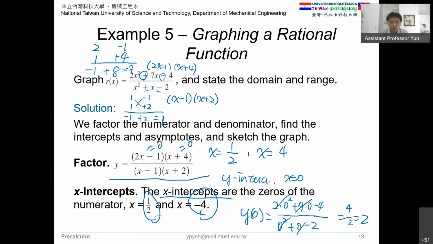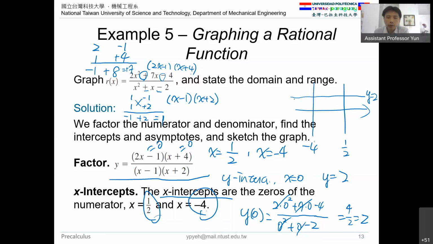So the y-intercept will be at y equal to 2 here. We know certain information, for example, the vertical asymptote will be at -4, and also 1 divided by 2, and also y equal to 2. So we can see the graph will be located at this horizontal asymptote and the vertical asymptotes at this certain point here.